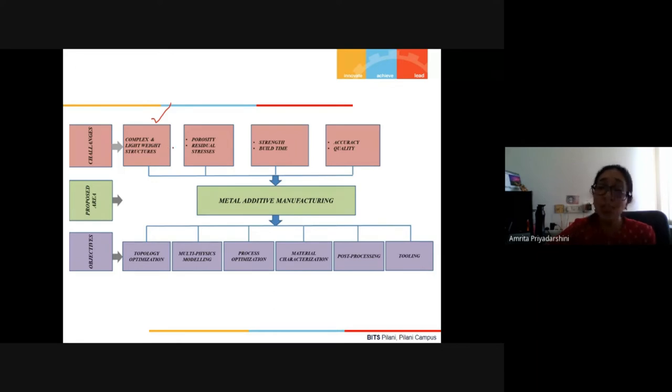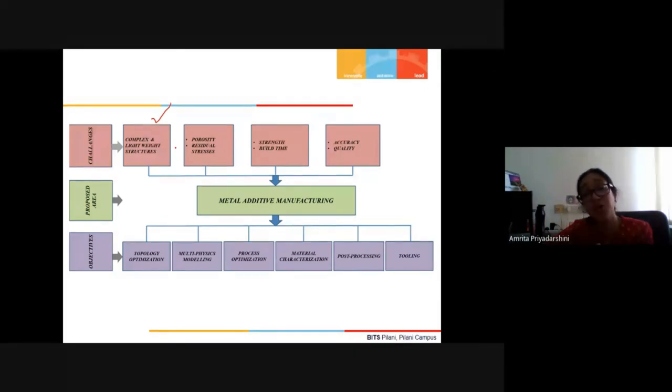But no matter whatever technique you are using, whether it is SLM or DED, there are challenges related to porosity and residual stresses, because very high temperature is involved. These residual stresses are certainly going to affect the component when it is under application. Then we have to think in terms of strength and build time: how to reduce the build time and how to increase the strength.